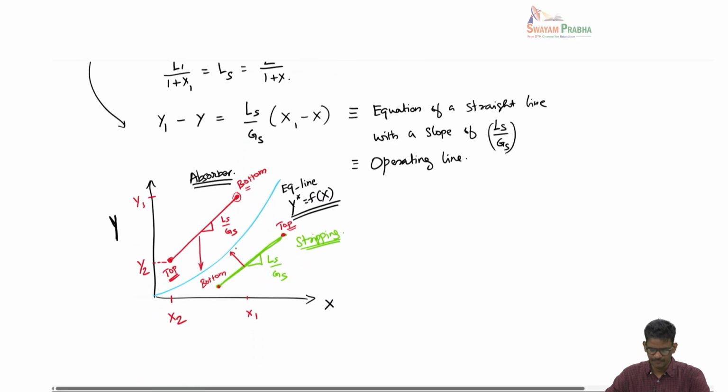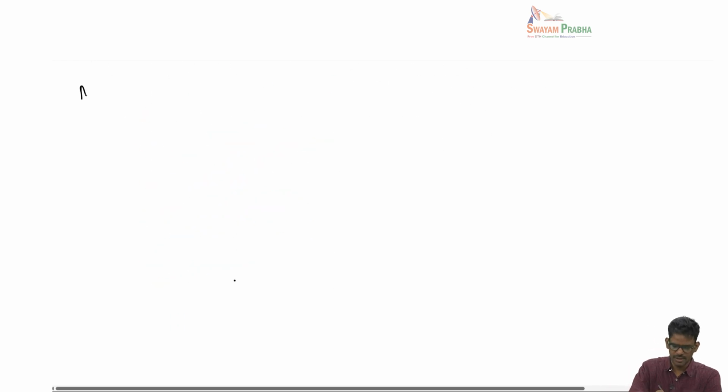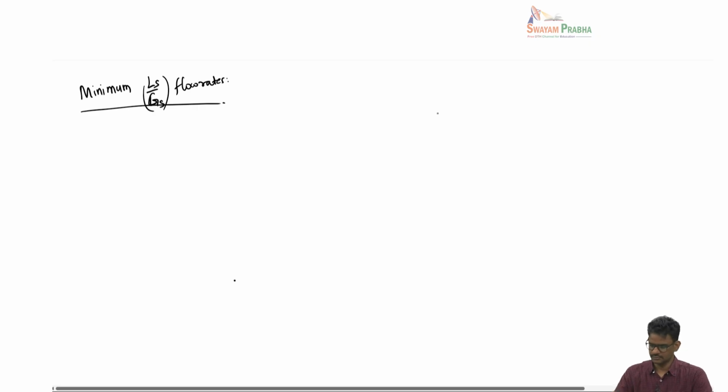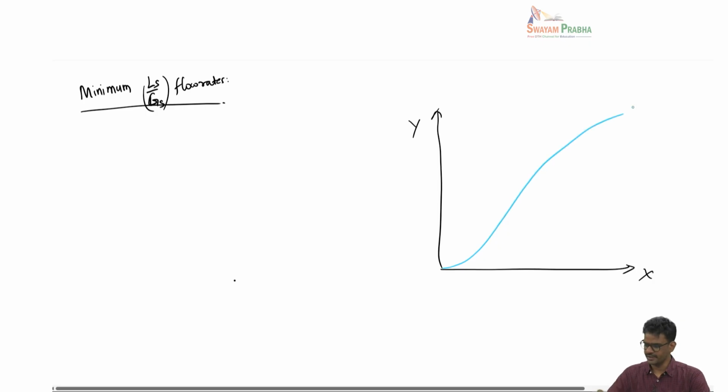Now the third topic that I want to talk about is the minimum flow rates. So now that I talked about the operating line having a slope of Ls by Gs, let's say I have the equilibrium curve, kind of drawing a little differently this time. Let's say I am talking about an absorber.